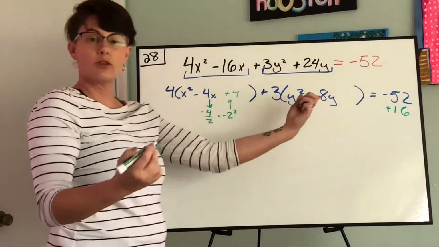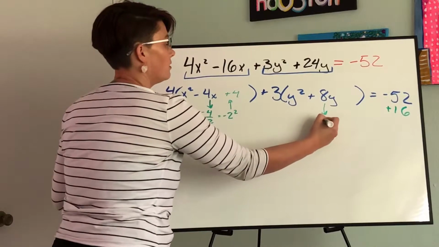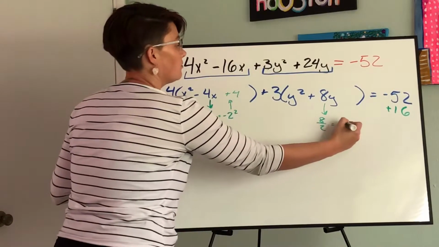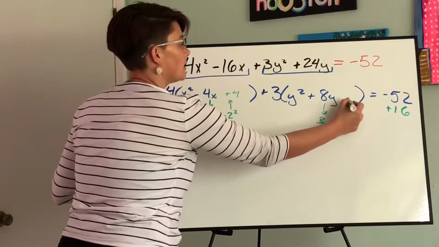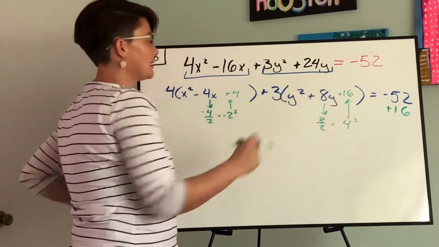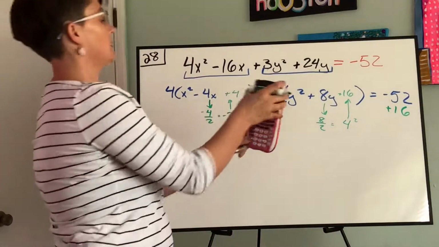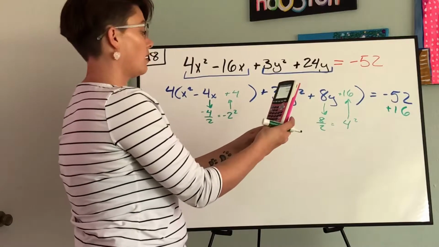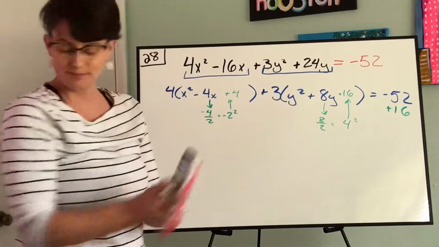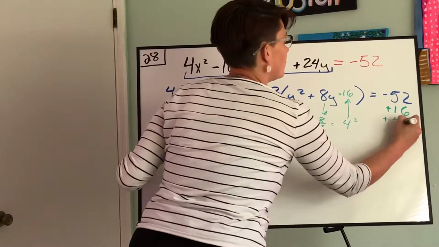Then we want to do the same thing for the y. So we want to divide the middle term in half. That makes 4. Square that. That makes 16. But we didn't really put in a 16. We really put in a 16 times 3, which is 48. So we really want to put in a plus 48 over here.